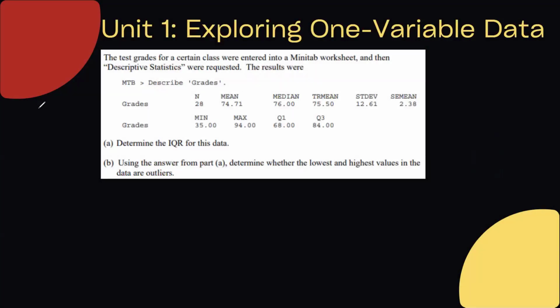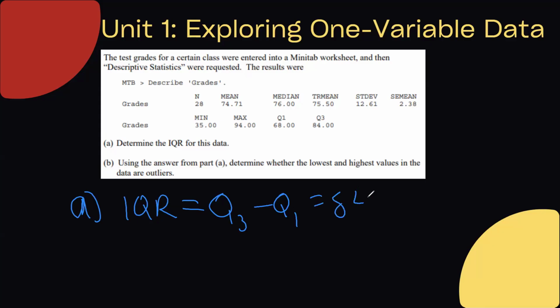The test grades for a certain class were entered into a Minitab worksheet, and then descriptive statistics were requested. Here's the results. Determine the IQR for this data. So for part A, the IQR is Q3 minus Q1, which is 84 minus 68, which gives us 16. Using the answer from part A, determine whether the lowest and highest values in the data are outliers.